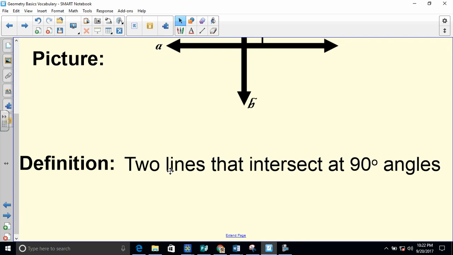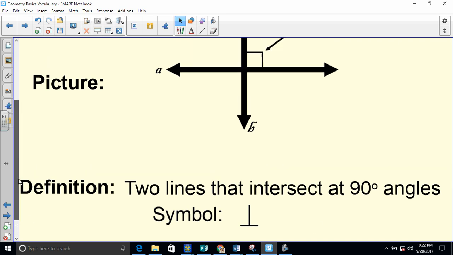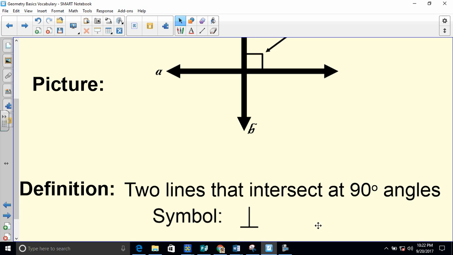So they're a little different than the intersecting lines. Intersecting lines can intersect at any angle, but to be perpendicular, you have to intersect at a 90-degree angle. And the symbol for perpendicular looks like an upside down T. So if I had to go off of the lines that we have pictured above, we would say line A is perpendicular to line B.